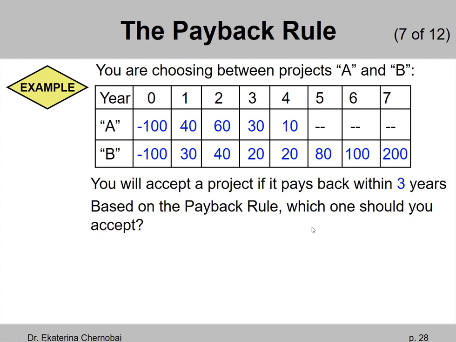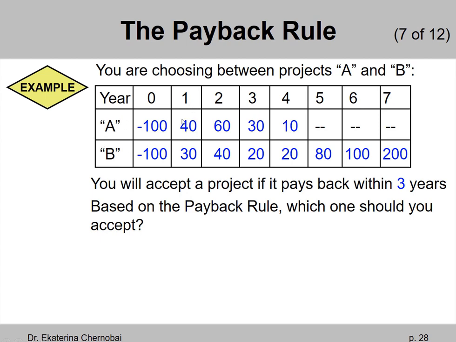In this example, we are choosing between 2 projects, A and B. You will accept the project if it pays back within 3 years. We need to use the payback rule and figure out which project you should accept. Okay, so what do we know about project A and what do we know about project B? Both projects require us to spend $100 right away.